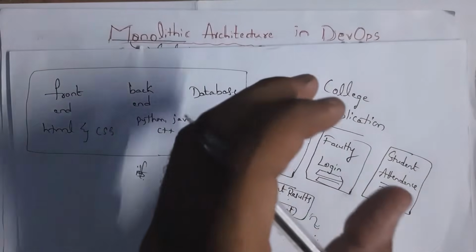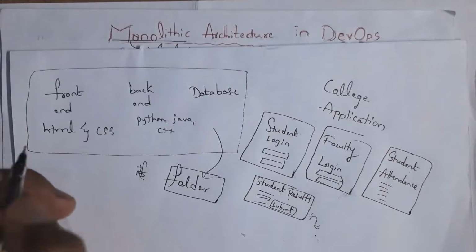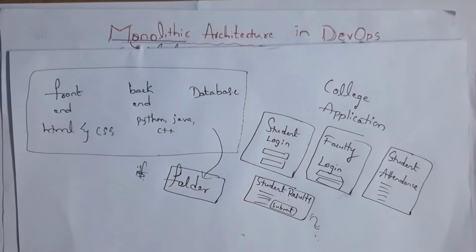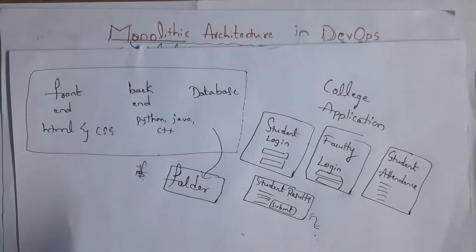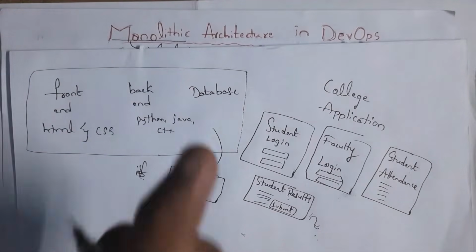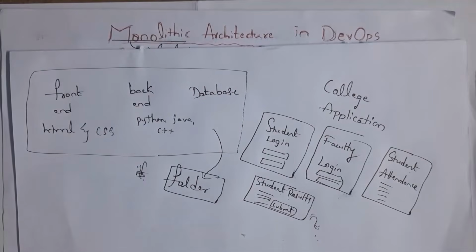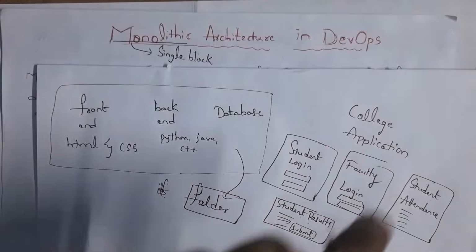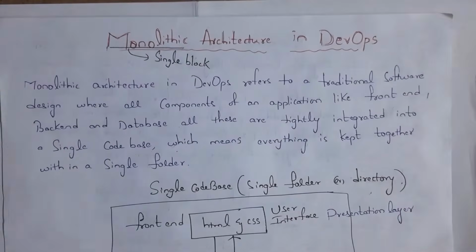Whenever you develop any application, if we store code related to front end, back end and as well as database in one place, then we call it monolithic architecture. For example, I created a college application. In that college application, I stored code related to front end, back end and as well as database in one single folder. Then we call it monolithic architecture. The name itself says monolithic means single block. That is, storing all these components in one single place.